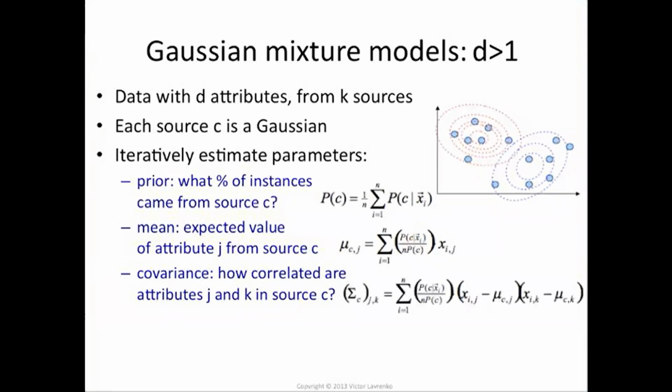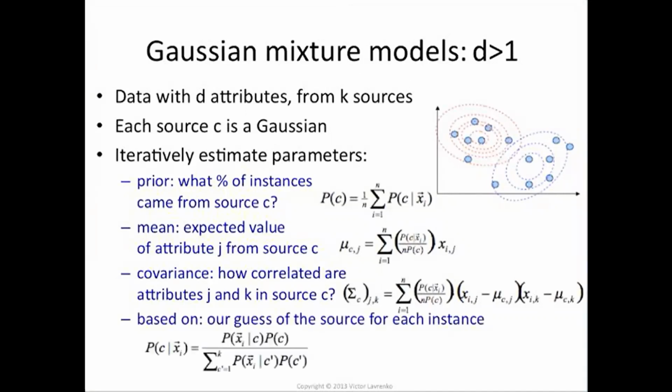And the way you compute the covariance matrix is for a pair of attributes J and K, you look at each instance I, xi, and you see how far was the jth attribute away from the mean, how far was the kth attribute away from the mean, multiply them together, and add it up over all data points weighted by the probability that that data point came from the Cth Gaussian, right? Because you're updating the Cth covariance matrix. So that basically tells you, are the attributes positively correlated or negatively correlated? So as one increases, does the other decrease or increase?